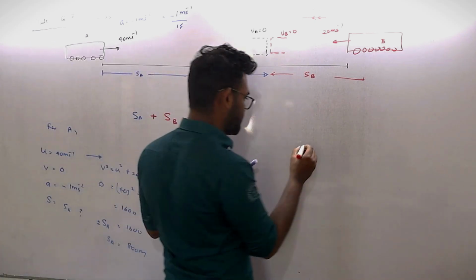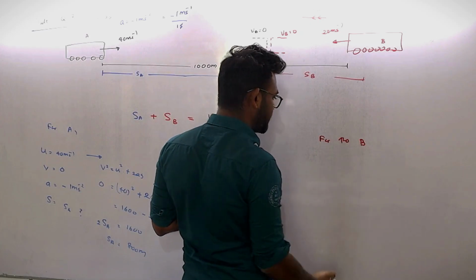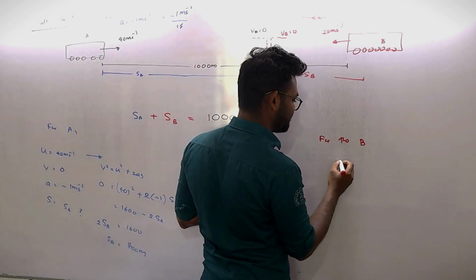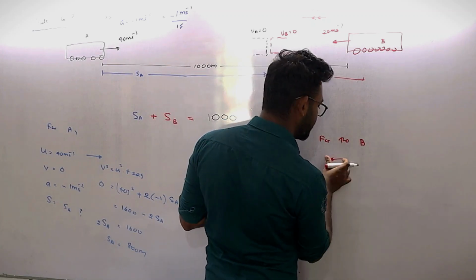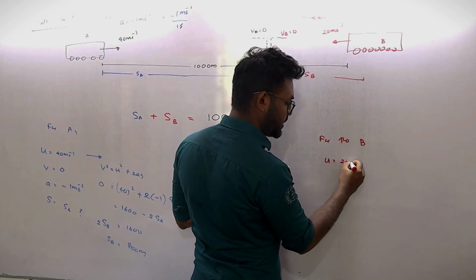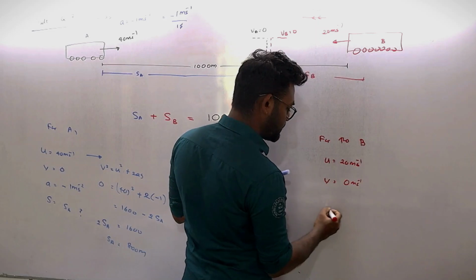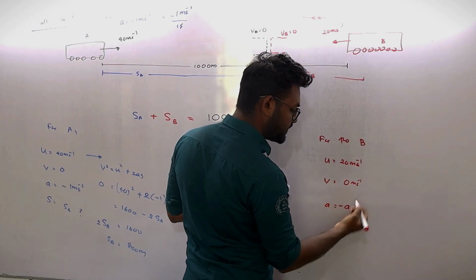For B, I think now you can quite do this. Yeah, B is moving to this side. We'll first write the data. Initial velocity 20, final velocity 0. Acceleration is the thing you should find out, and that has to be a deceleration.